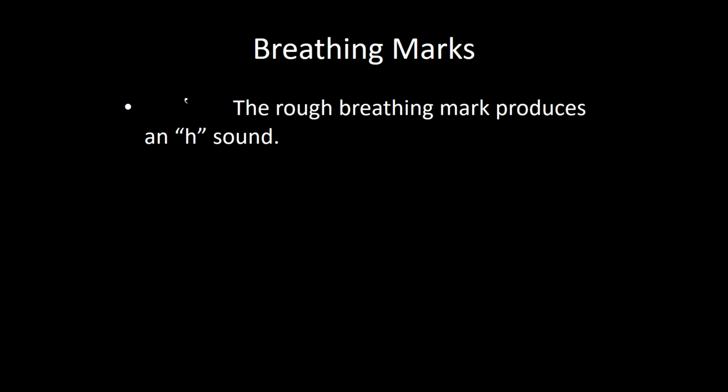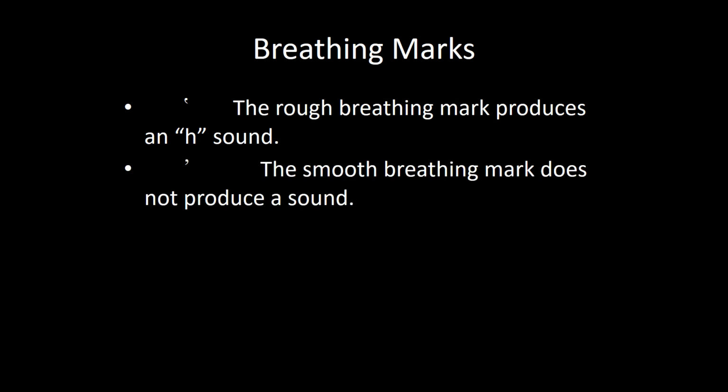So we've got what looks like a backwards apostrophe. This is called a rough breathing mark. It makes an H sound. So there's no letter H, we simply have a breathing mark. If you think about it, all an H is just the sound of breathing out. So this rough breathing mark makes the H sound. Looks like a backwards apostrophe.